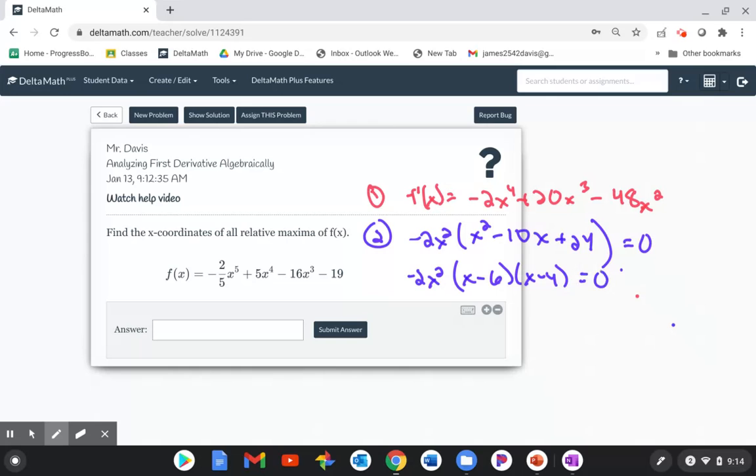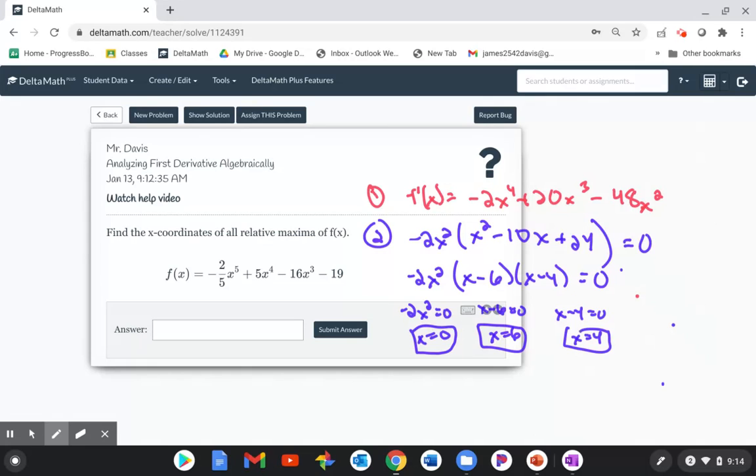And then solving for each of these, negative 2x squared equals 0, we get x equals 0. x minus 6 equal to 0, we get x equals 6. And x minus 4 equal to 0, we get x equals 4. So these are critical values, or critical numbers. And now we can set up our table. So for our table, it's going to be a little bit larger.